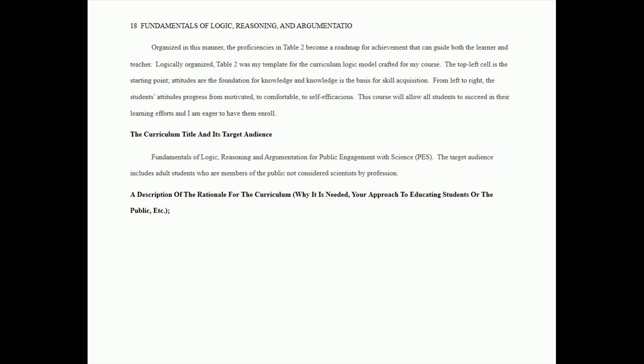Now that we have described the rationale for the manner in which I structured the curriculum, I would like to point out that the target audience and curriculum for Fundamentals of Logic, Reasoning, and Argumentation for Public Engagement with Science (PES) includes adult students who are members of the public who are not considered scientists by profession or do not possess the education being offered. That notwithstanding, it is open to the public and will be enjoyable for those who wish to enroll. There could not be a more appropriate time for this course, and the next slide should convince most that it has much more to offer enrollees than the General Learning Goals (GLGs) mentioned earlier.